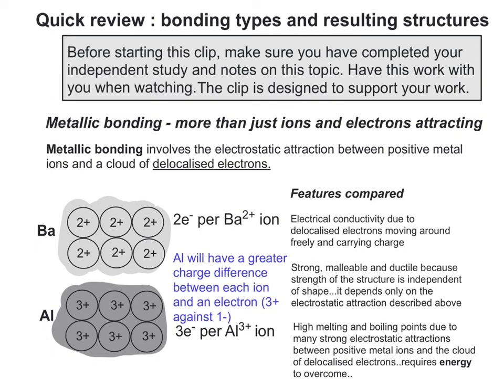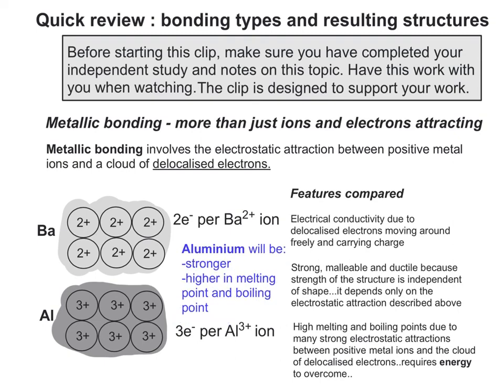This means that aluminium will have a greater charge difference between each ion and an electron. The ions are 3+, the electrons are 1-. That's a charge difference of 4. This means that anything that involves overcoming the attraction between the positive metal ions and the cloud of delocalized electrons will be more enhanced in aluminium. So aluminium will be stronger because it will take more force to overcome them, and it will also be higher in melting point and boiling point compared to barium.